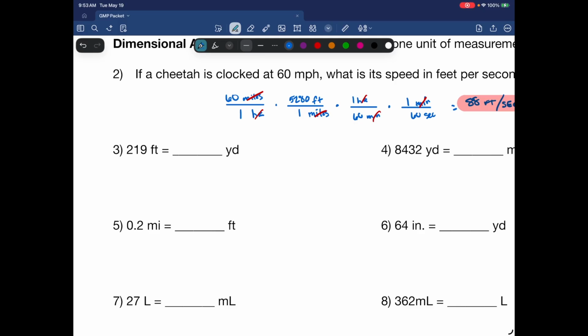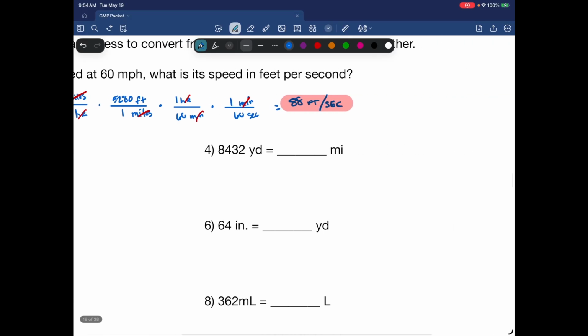All right, say you have 219 feet and want yards. I know there are 3 feet in each yard, so I can simply divide by 3, and that gives me 73. You can do something as simple as this, or you can go through the whole dimensional analysis process. It's really up to you. As you get more comfortable with it, and as your students get more comfortable with it, you can decide how you want to handle that.